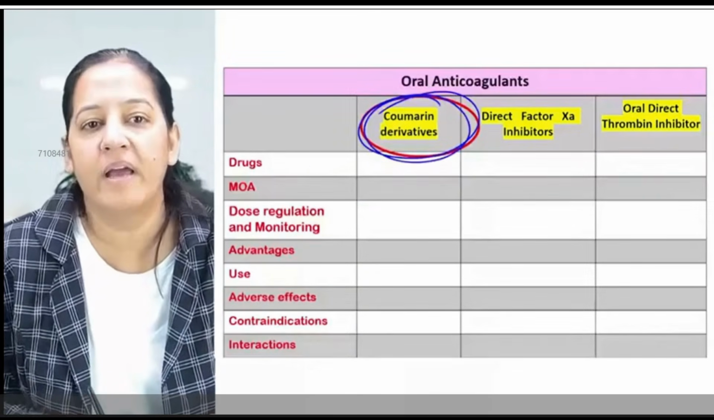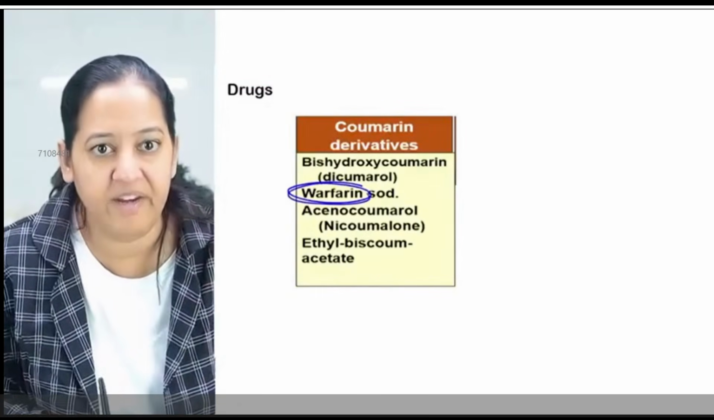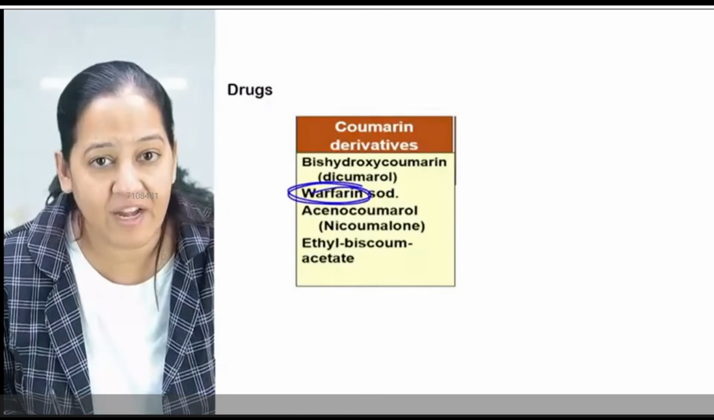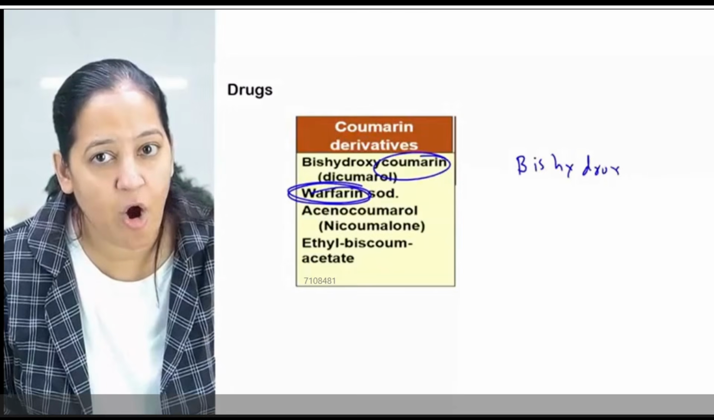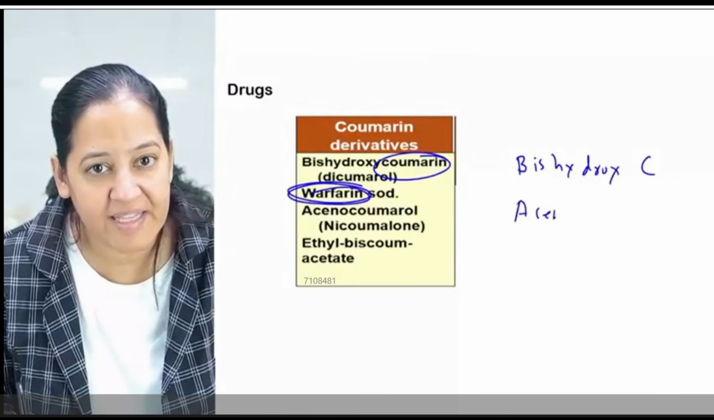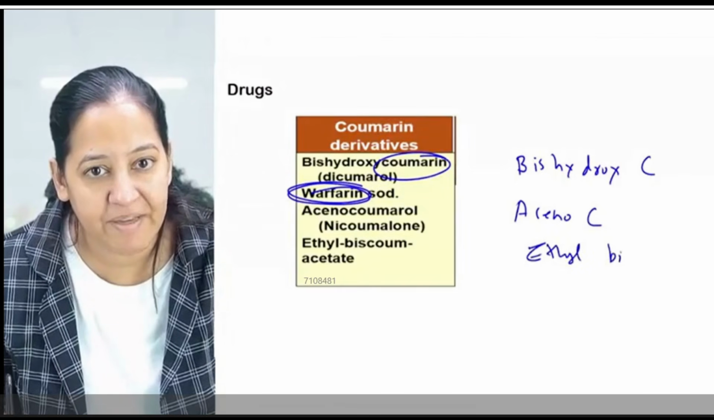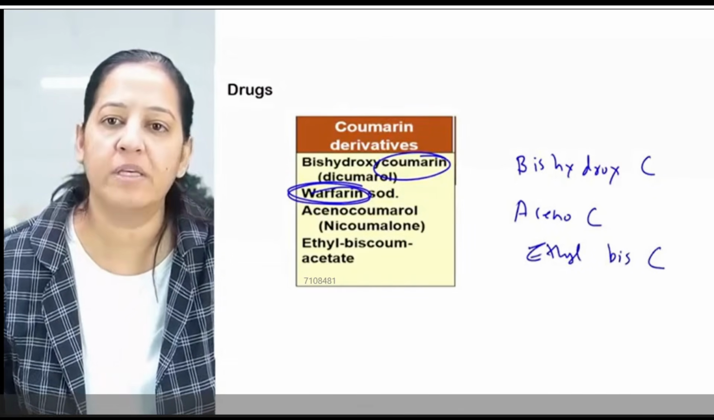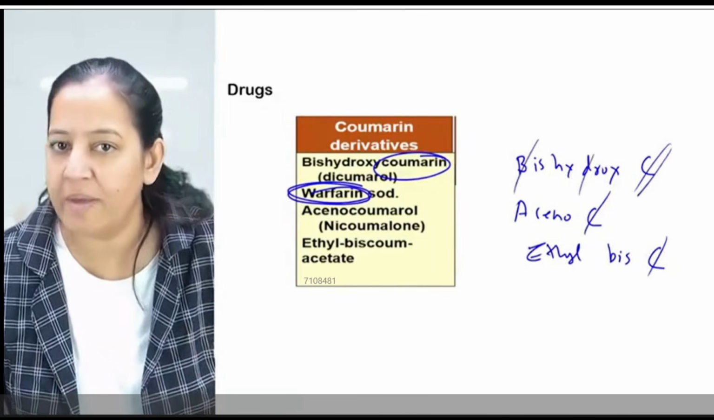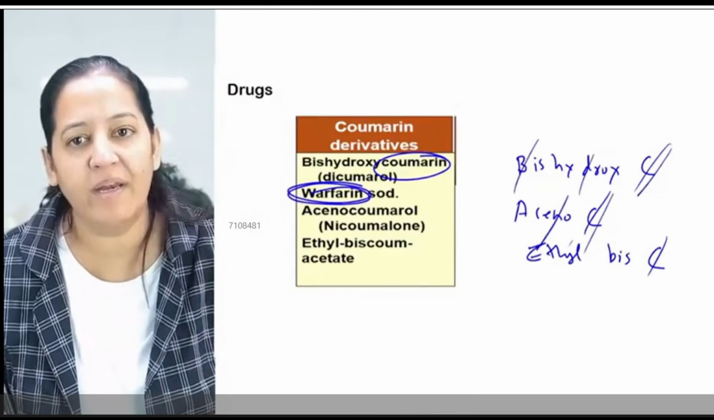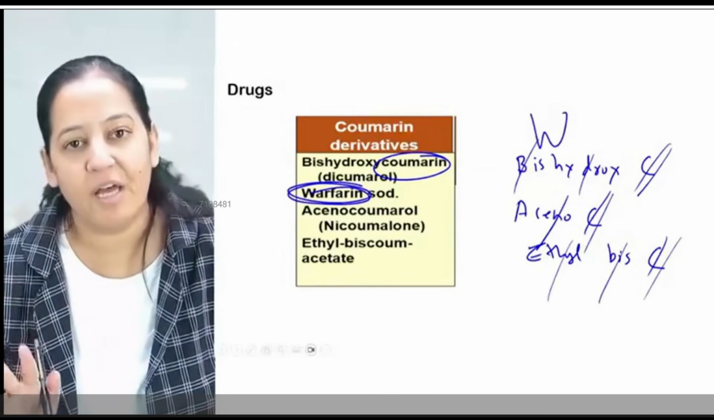Let's enumerate the Coumarin drugs. There are 4 drugs. The main drug is warfarin. Apart from that, we have bis hydroxycoumarin, acino-coumarin or coumarol, and ethyl bis coumaroacetate. Apart from warfarin, these are the coumarin derivatives.